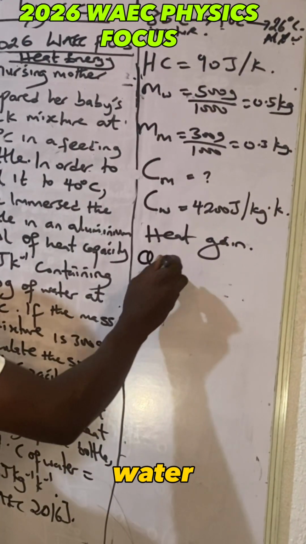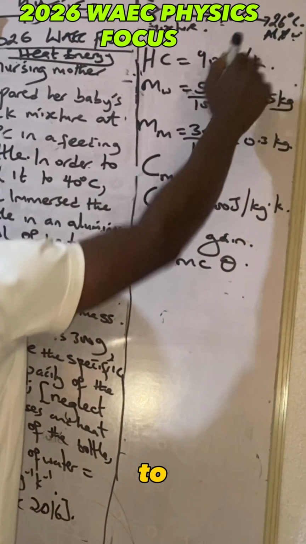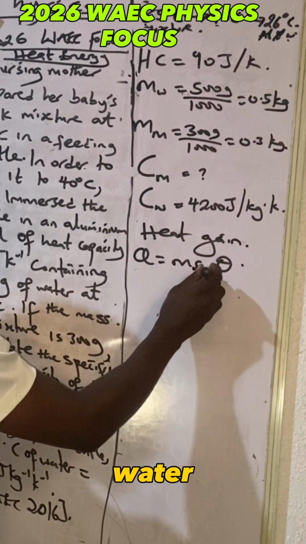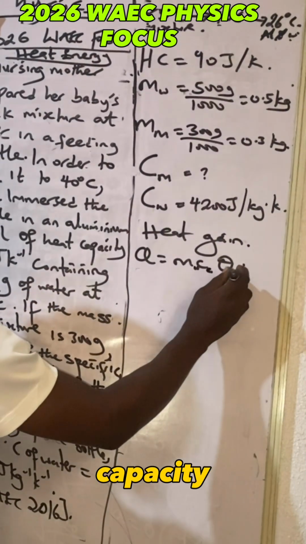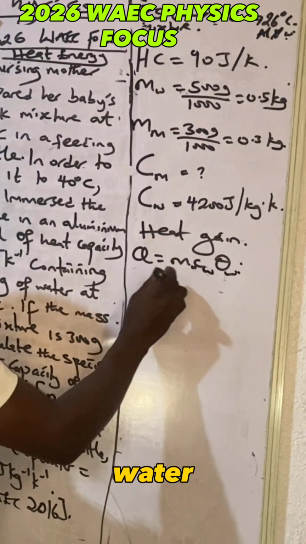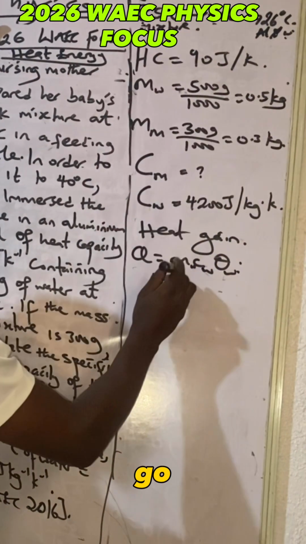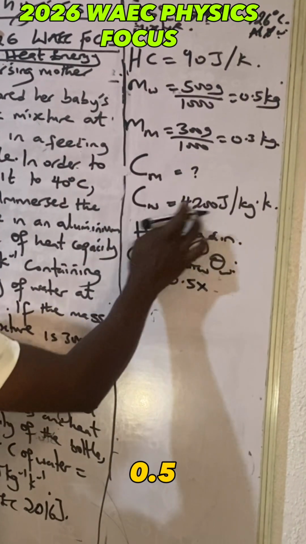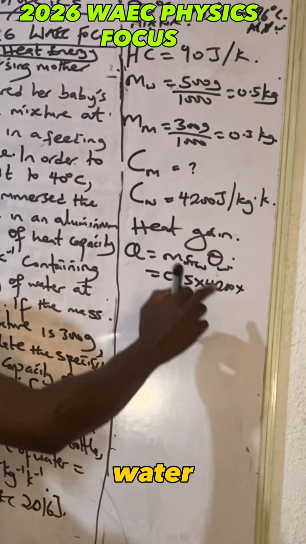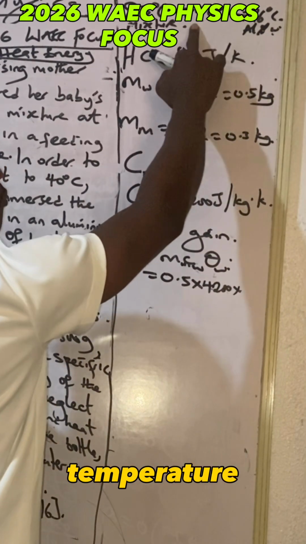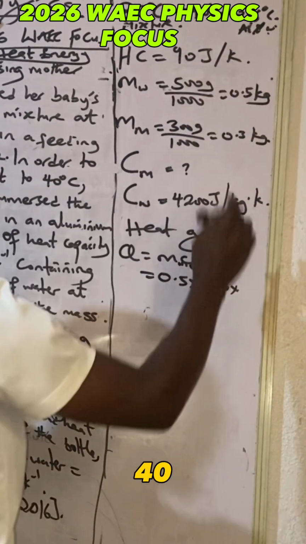Q is equal to mcθ. For your water, the mass of water, specific heat capacity of water, and the temperature change of water. All this is water. Let's go. What is the mass of water? Look at the bottle, 0.5. The specific heat capacity of water, check water, 4,200, times the temperature change now. The difference between here and here, 40 minus 26, that is 14.